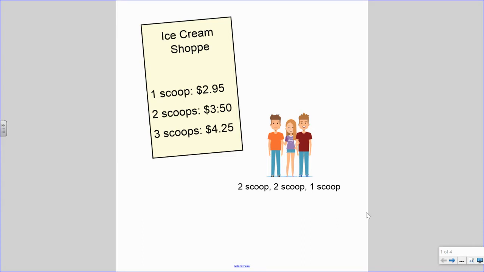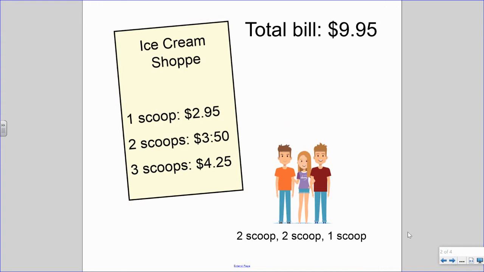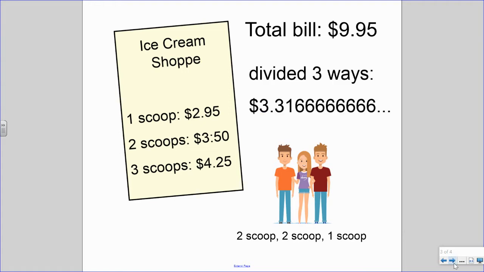Let's say you have three friends and they go to the ice cream shop and they order some ice cream. And Johnny here gets a two scooper, Martha here gets a two scooper, and Pete gets one scoop. And their total bill is $9.95. Now, obviously, they didn't get the same thing. Like Pete only got one scoop, but they agreed to divide the bill evenly between the three of them.